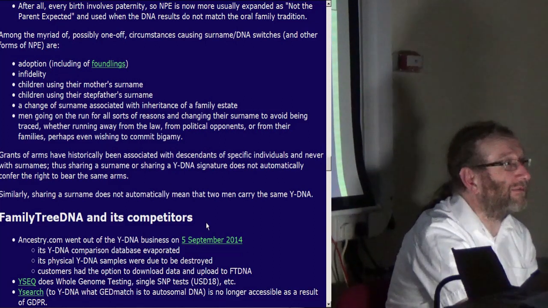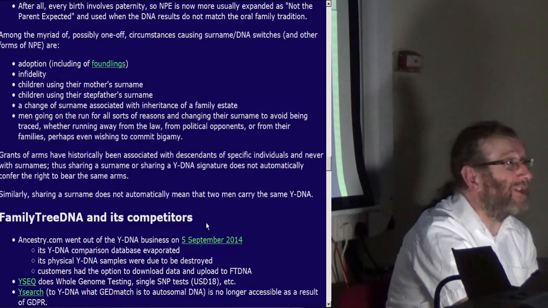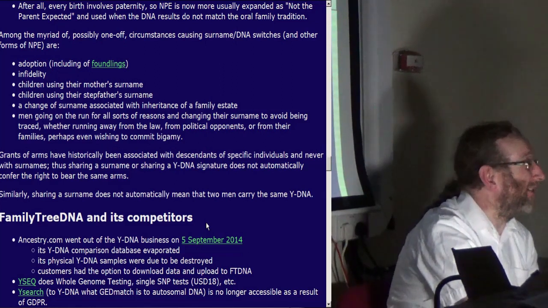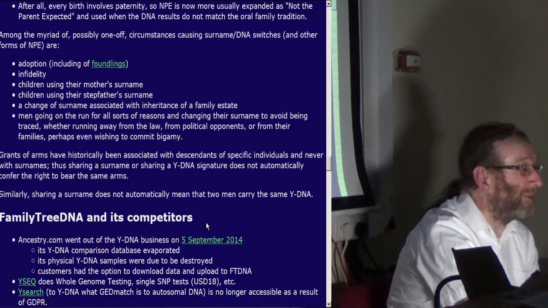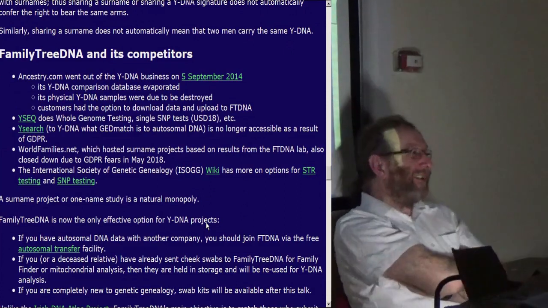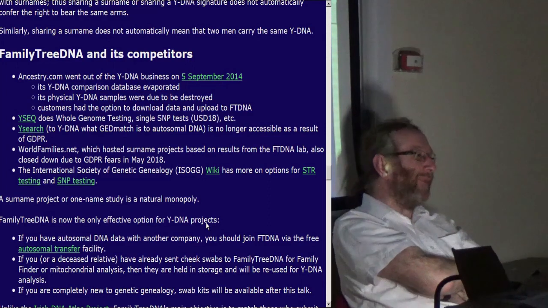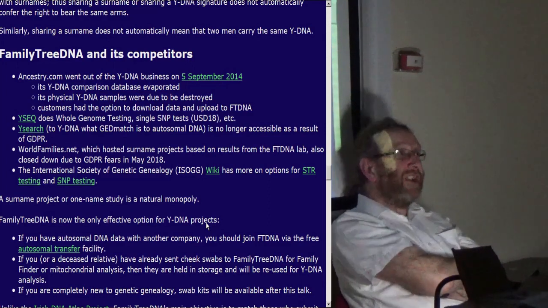And it's a bit like grants of arms. Just because you share a surname with somebody doesn't mean you're entitled to bear the same arms that their ancestor was awarded centuries ago. So let's go on to the technicalities of dealing with the DNA companies and the DNA labs. There's not really much competition as regards Y-DNA.